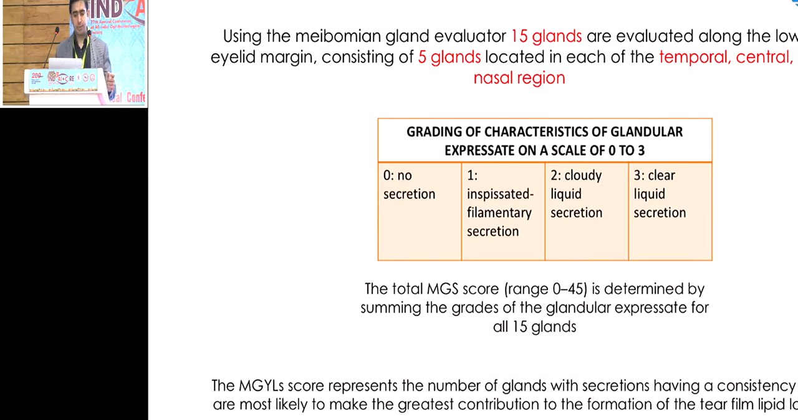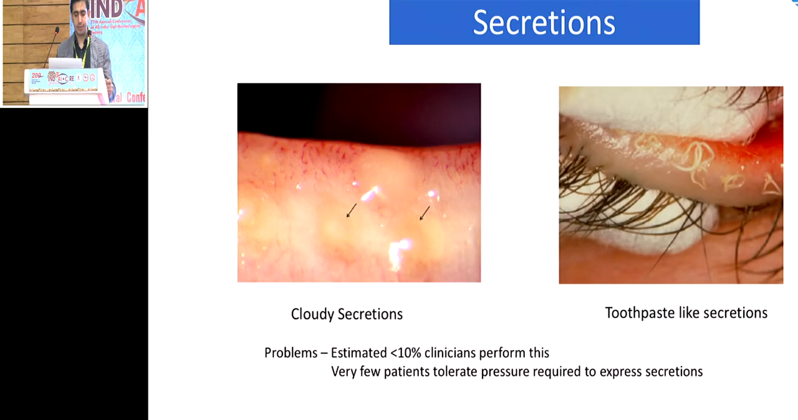So using the meibomian gland evaluator, you give a standardized amount of pressure. It doesn't allow you to give more than 6 psi. According to that, you can grade the glandular expressibility. 0 is no secretion, 1 is inspissated or filamentary secretion, 2 is cloudy liquid secretions, and 3 is clear liquid secretions. And these are just diagrammatic representations of the same.